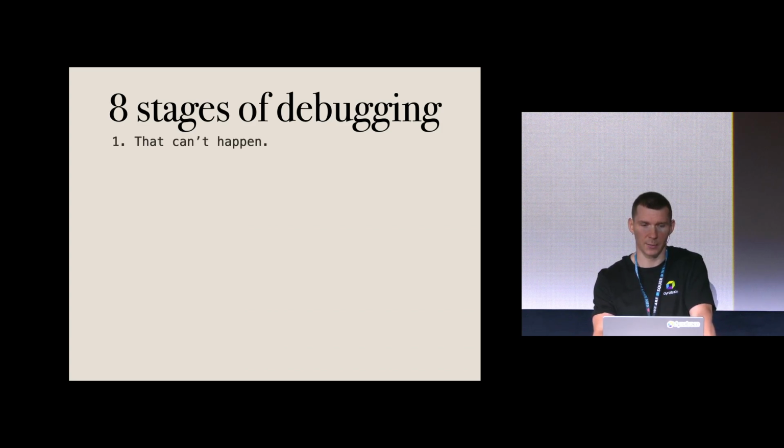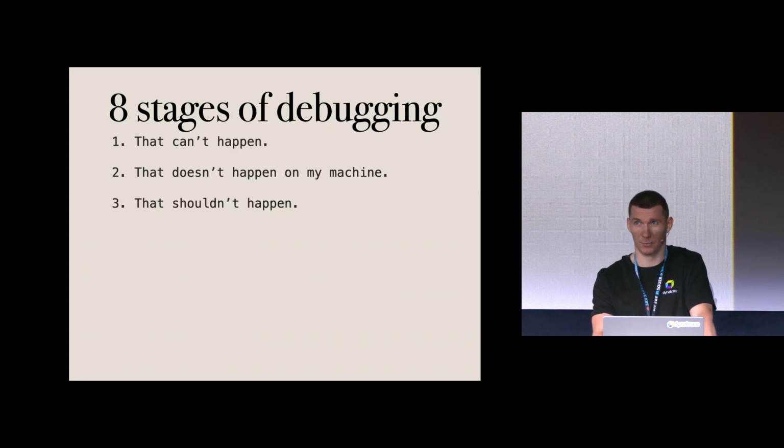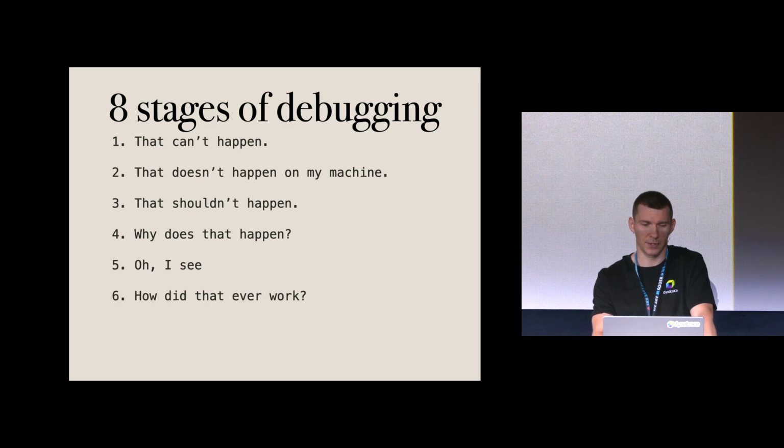So usually I'm like, that can't happen. My second stage: it doesn't happen on my machine. What goes wrong? That should not happen on my machine. It should work. Why does it happen? Oh, I see. I think I know. I know how to fix it. How did it even work previously? Oh, who wrote this? I think I know. Oh, wait, it was me.